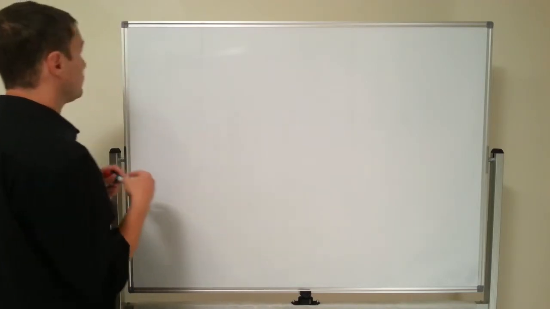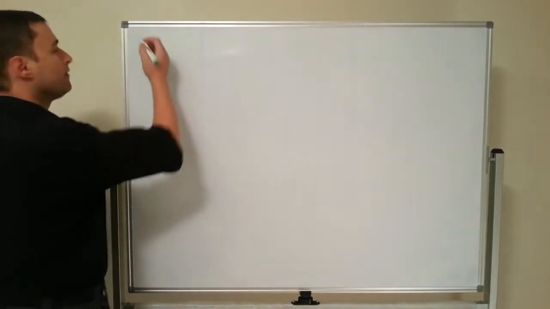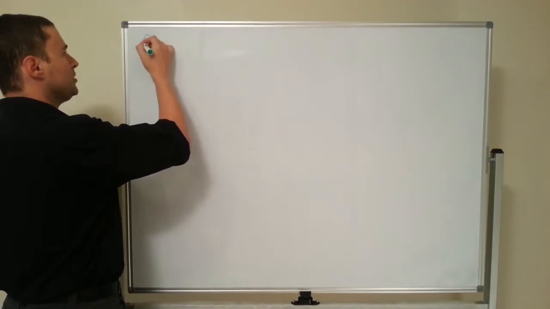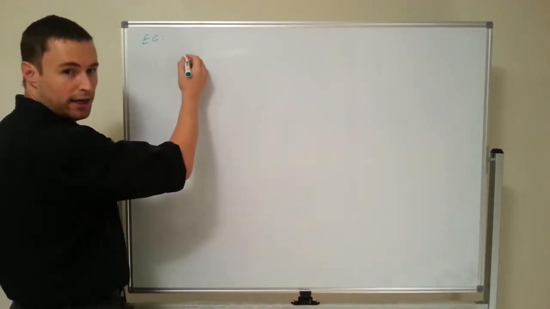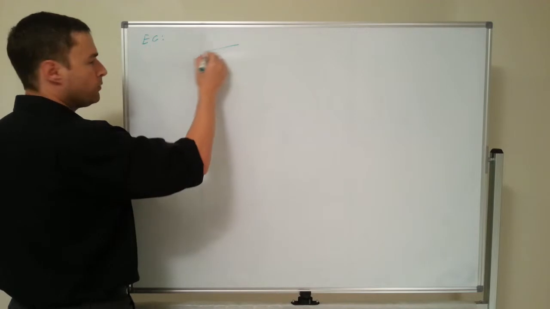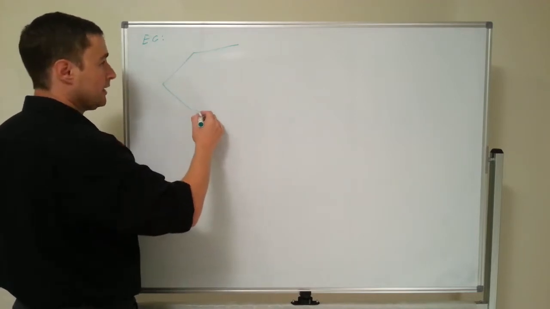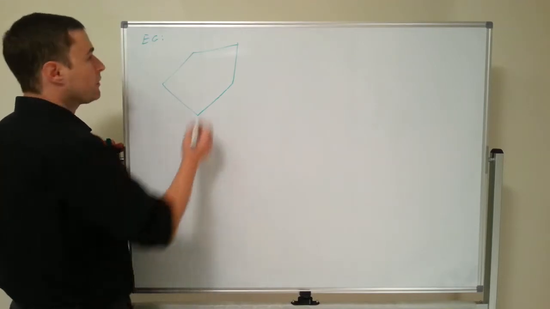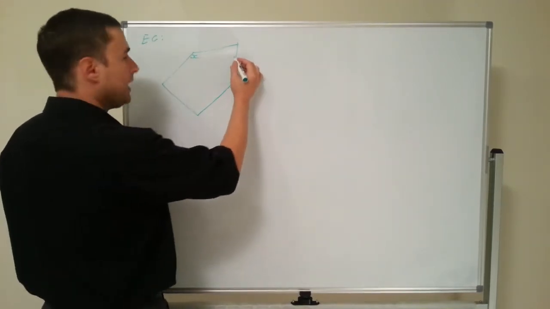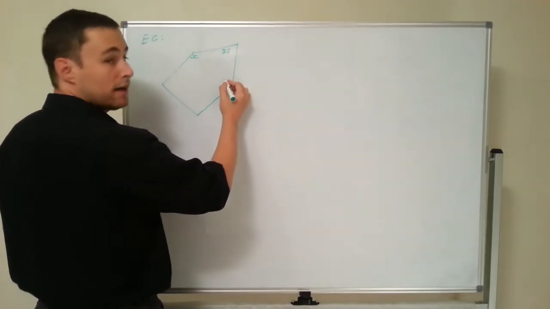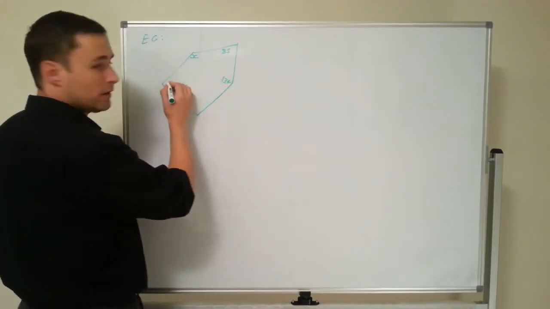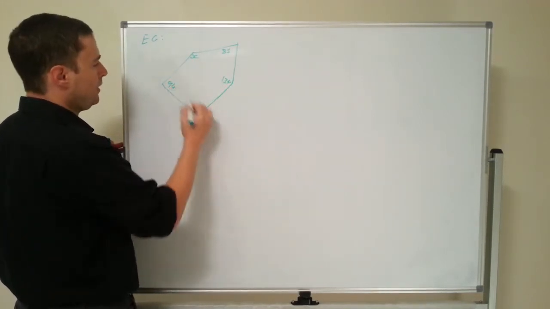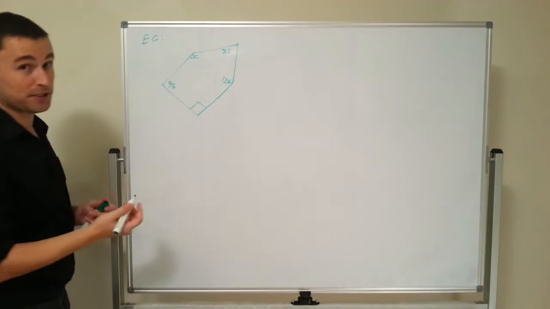So let's look at this example. Find x. I've got a pentagon, a weird looking pentagon, that almost has a right angle in it, and it does this, okay? So I've got x, and 85, 134, 94, and I've got that symbol there which means right angle.